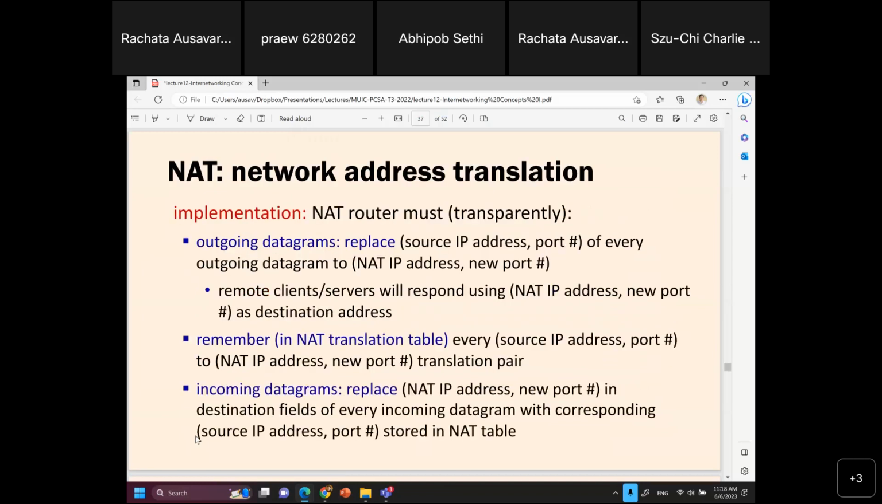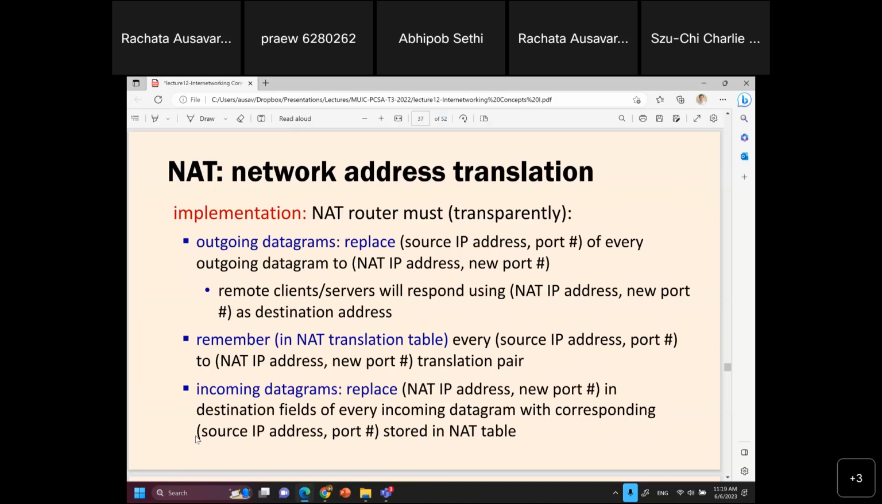Okay. So in here, the NAT router must do all these things. First of all, for the outgoing datagram, for every packet coming from the local network that wants to go outside, you now need to figure out the new port number and the NAT IP address so that it actually can go to the destination outside. So that's done silently inside the NAT router.